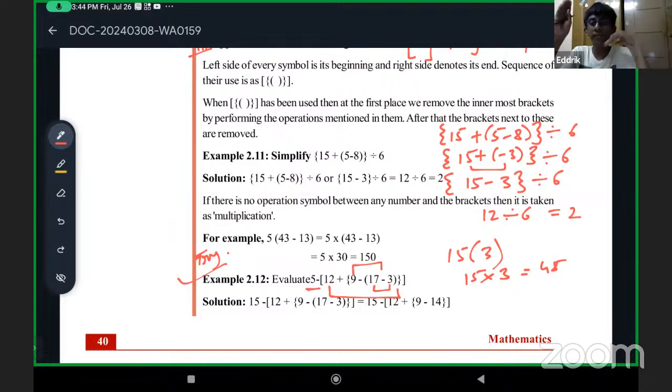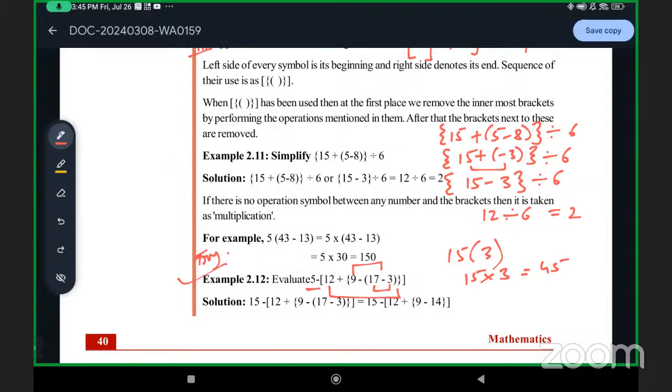Ma'am, how come when there is no sign near the bracket, it counts as multiplication? How is it multiplication and not addition? It is multiplication because it is a fact. It's like a rule. They've made it a rule that when there is no sign but a bracket, and a number outside the bracket and a number inside, we will only assume it as multiplication, okay? Not addition. That's the rule of it. We cannot do anything.